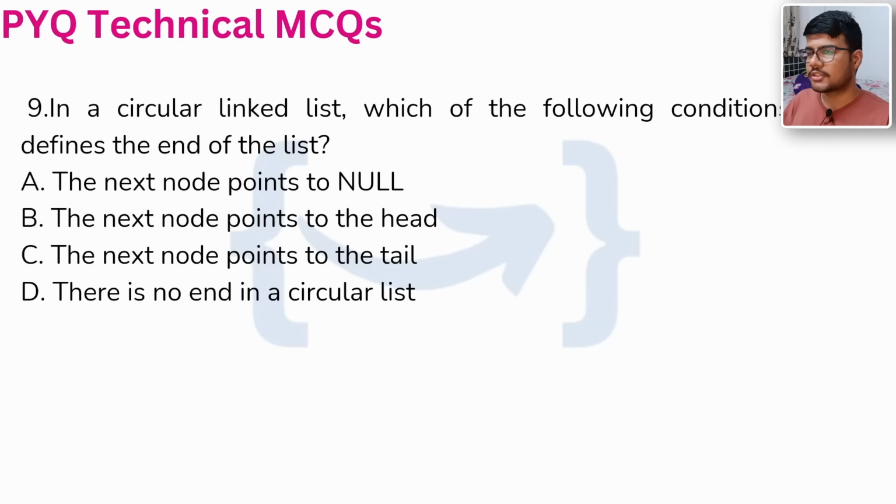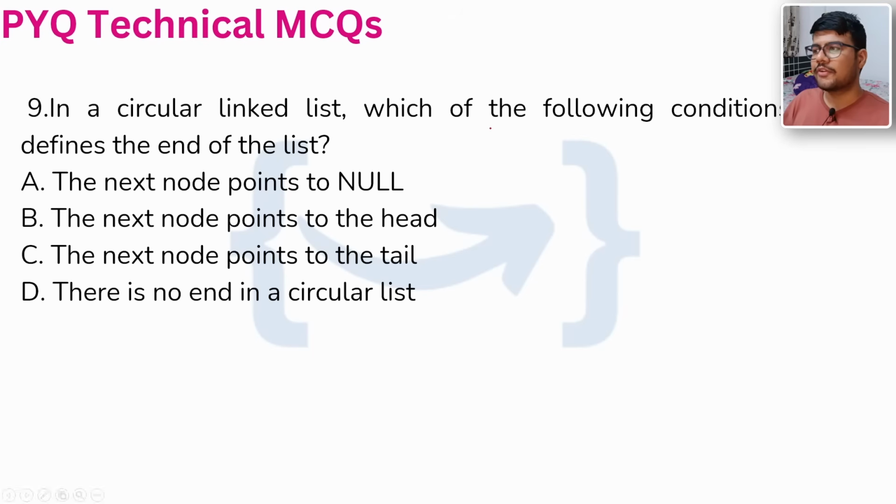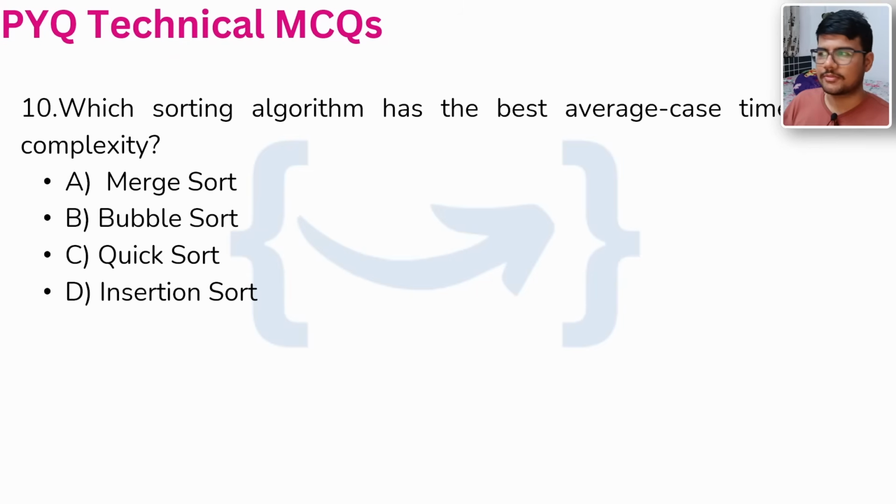In a circular linked list, which of the following conditions defines the end of the list? It is a circular linked list. Now, if people are in a hurry, they would just ignore the circular keyword. If you missed it, you're going to mark it as pointing to null and you are done. But not the case, I know you are a prime coder. You definitely read circular linked list. So in a circular linked list, the last node points to the very first node. So yes, the next node points to the head. That would be the right option. Pause the screen and read the explanation.